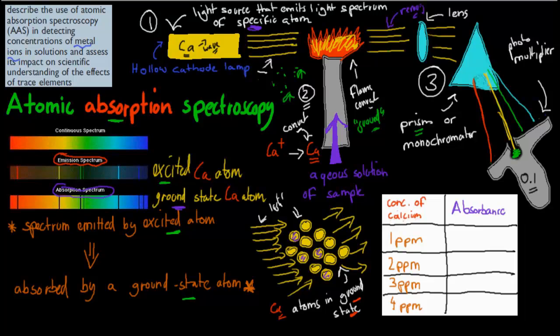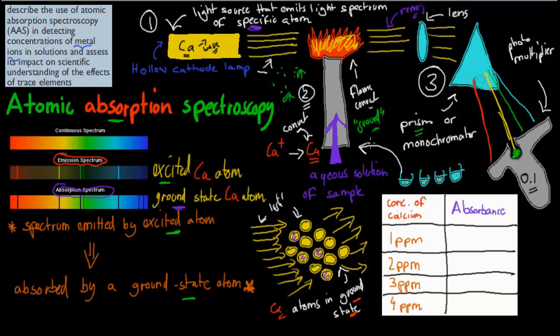So let's say we have different concentrations we're testing. Here we're testing concentrations that we know of, for calcium, in ppm, which means parts per million. We're testing 4 samples, and for these 4 samples, we know the concentration of calcium in each. Let's say we have 1 part per million in the first one, 2 parts per million in the second, 3 parts per million in the third, and 4 parts per million in the last one. We're going to do this whole step for each one of them, one after the other.